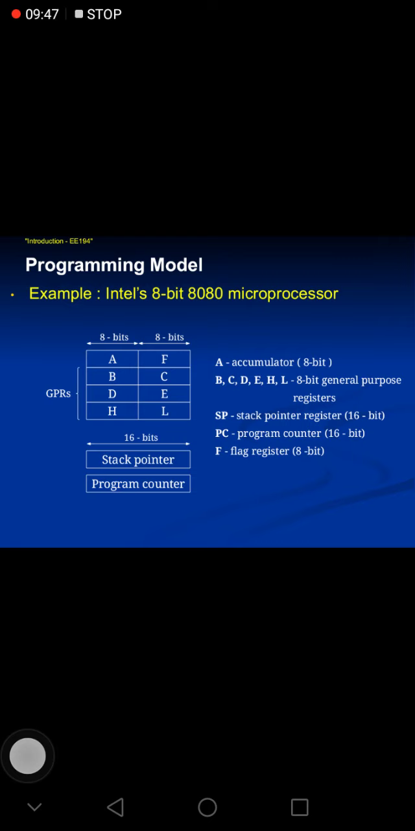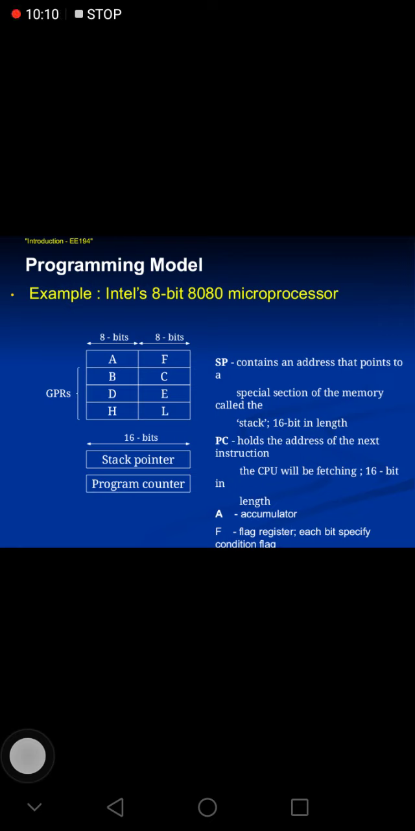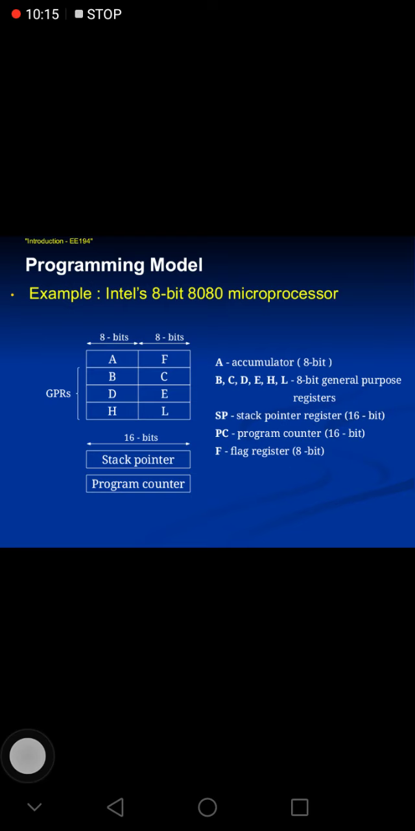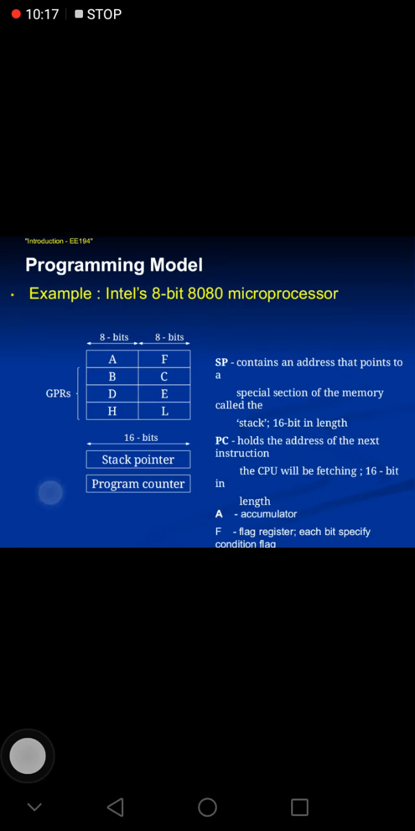Yung SP naman, stack pointer register. So ito yung mga pointer in which we have to use that one to point some register. Okay? PC are program counter, no? Then F is flag register. So, iba-iba sila ng function. Okay? So, SP contains an address that points to a special section of the memory called stack, 16-bit length, no? So, ito yung mga definition nila.